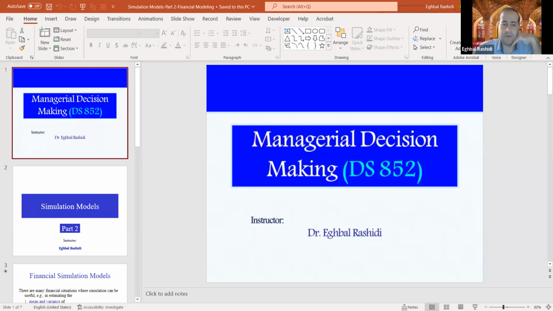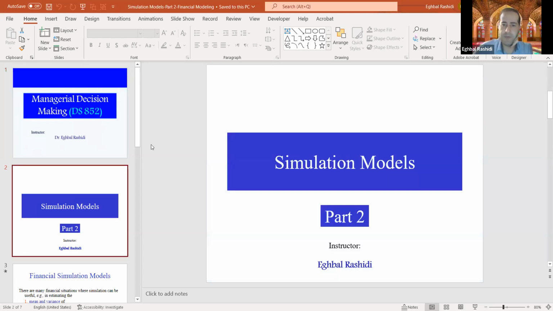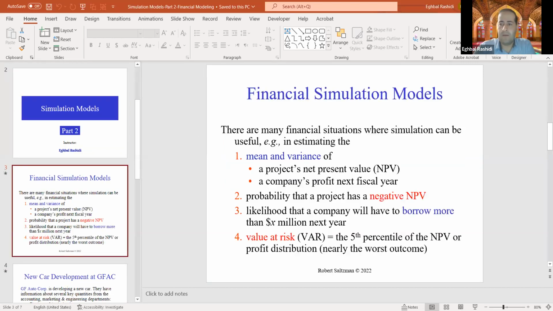So this is still chapter 11, simulation models part 2. We did part 1 before the Thanksgiving. One of the applications that we can use simulation models for is finance and financial problems. So for this, you might need to know a little bit of finance as well. I mean, the things that we're going to talk about are not that difficult. So we can just start from here.